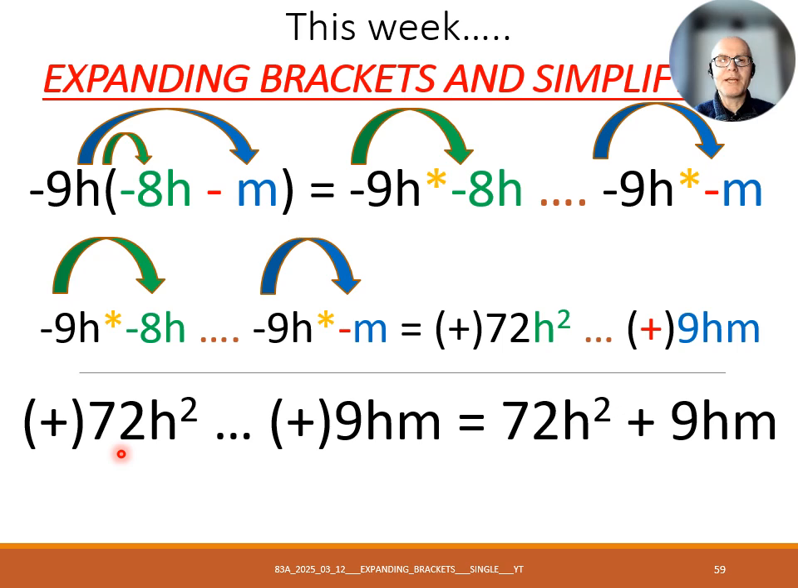So last step before we get our answer, we're going to drop the positive from the positive 72h squared, and we're going to start our answer with 72h squared, and we're going to change the positive from the positive 9hm to add 9hm, and that's going to be our answer. 72h squared plus 9hm.